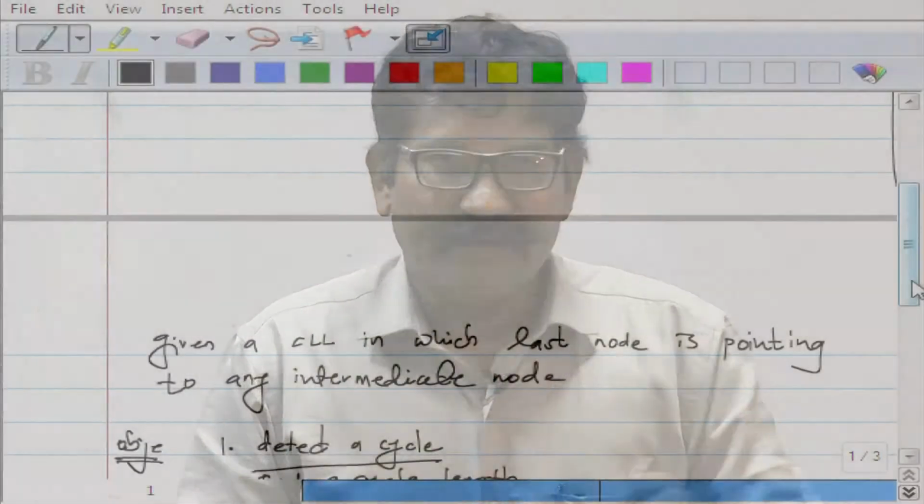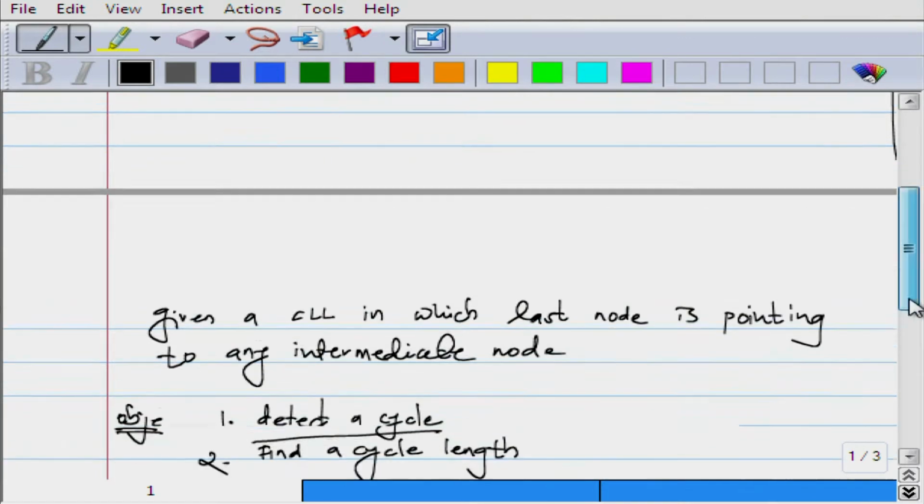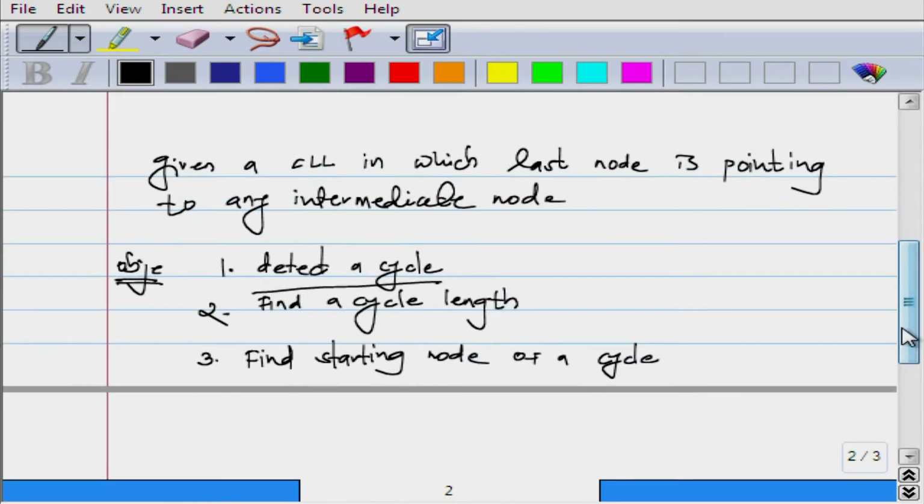Today we will be discussing a problem on finding a cycle in a circular linked list. The problem statement is: given a circular linked list in which the last node is pointing to any intermediate node. Generally, the last node points to the first node, right? So our main objective is to detect a cycle, then find the cycle length, and the third one is to find the starting node of the cycle.